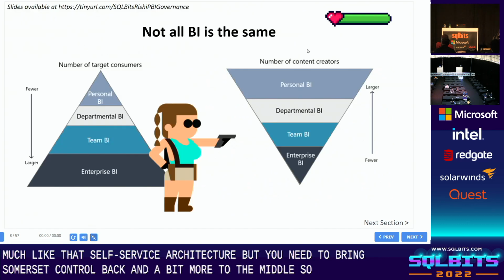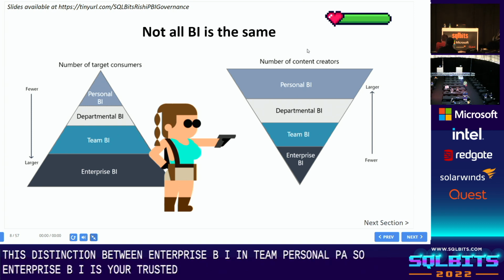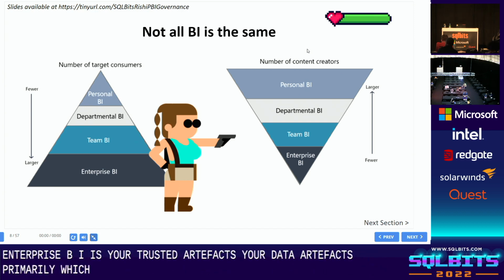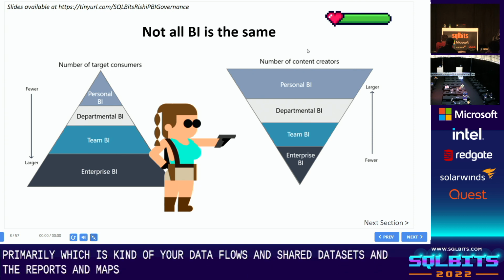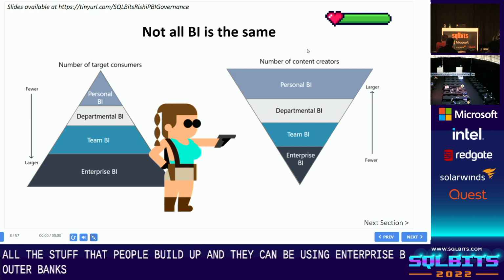So we want to draw this distinction between enterprise BI and team personal BI. Enterprise BI is your trusted data artifacts, primarily your data flows, your shared data sets, and the reports and apps that are built off those. Team and personal BI is all the stuff that people build off, and it can be using enterprise BI artifacts where available, but also perhaps other data sources.